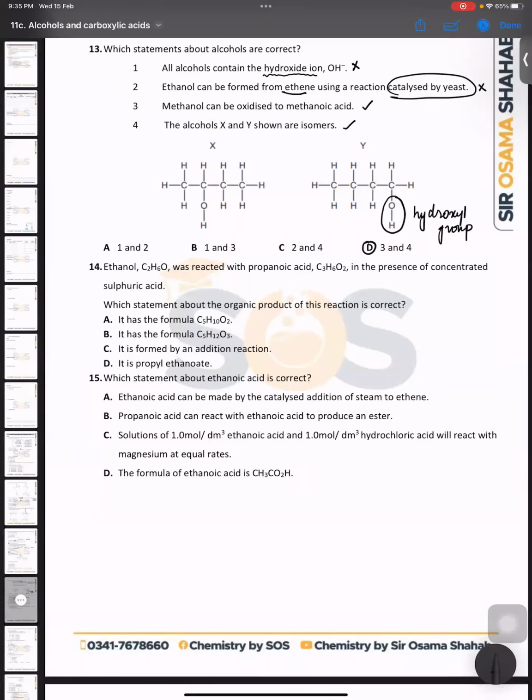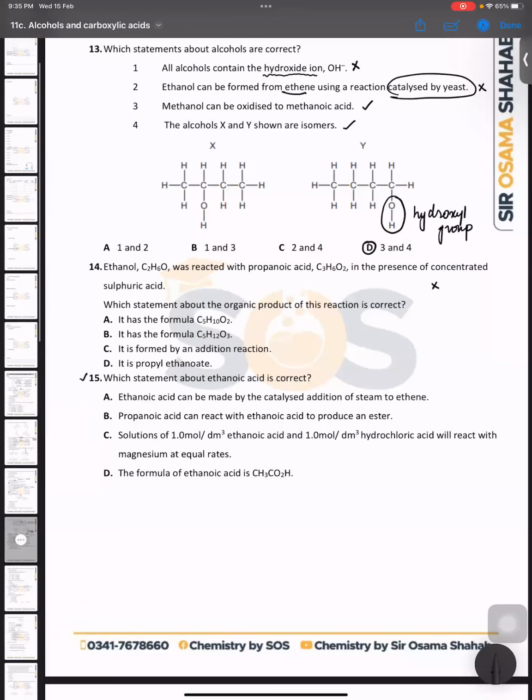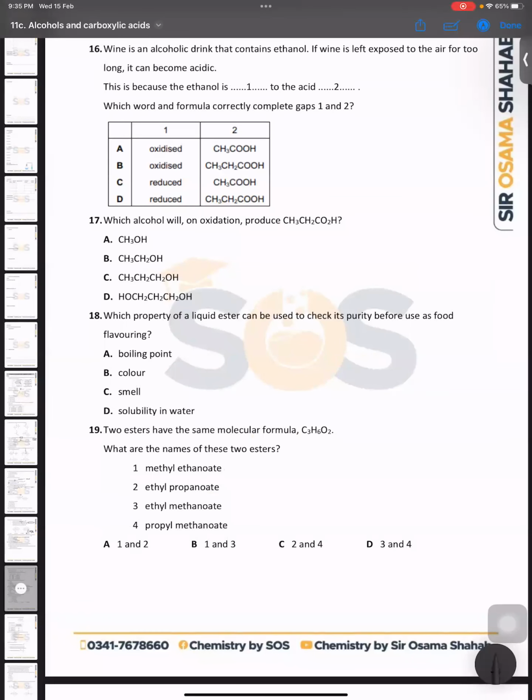Yes, sir. Then this is esters. We cannot do this right now. This is carboxylic acid. We cannot do this right now. And then, over here, question number 16 is saying wine is an alcoholic drink that contains ethanol. If wine is left exposed to the air for too long, it becomes acidic because it is going to be oxidized, right? With the oxygen present in the air, right? So this is because the ethanol is going to be oxidized, right?